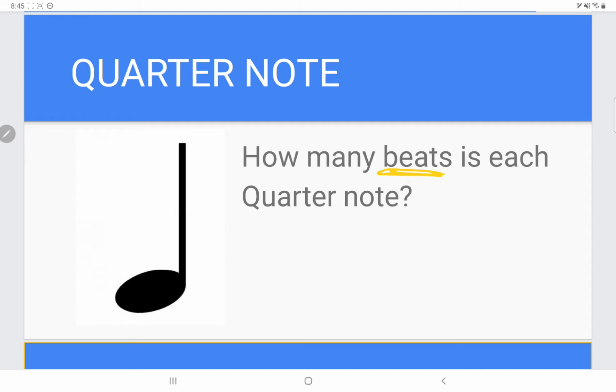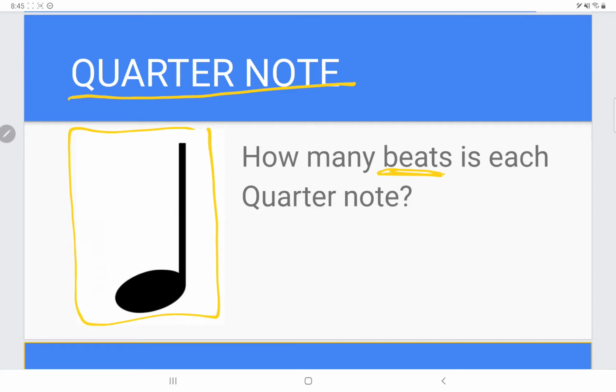So scholars, the first thing I want you to write down is this label of quarter note. Now a quarter note is this type of note that's in this rectangle here. Now a quarter note always has this circle or this oval at the bottom of it. It's always filled in. It's never empty. And then it also has a stick attached to the side of it. So when you write down the words quarter note, make sure that you're also drawing what it looks like.